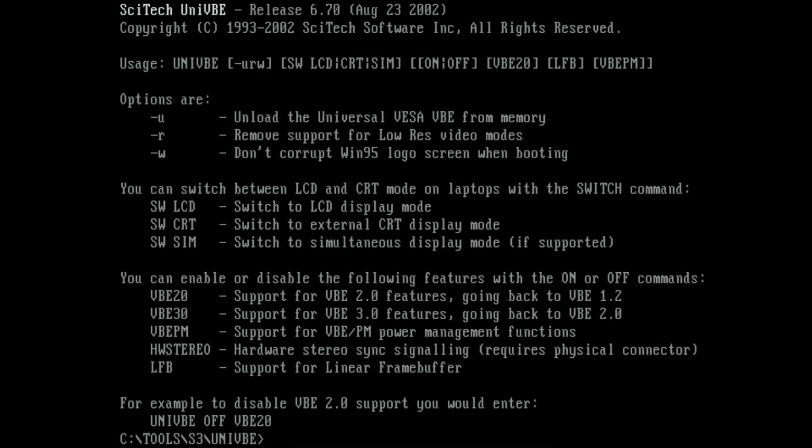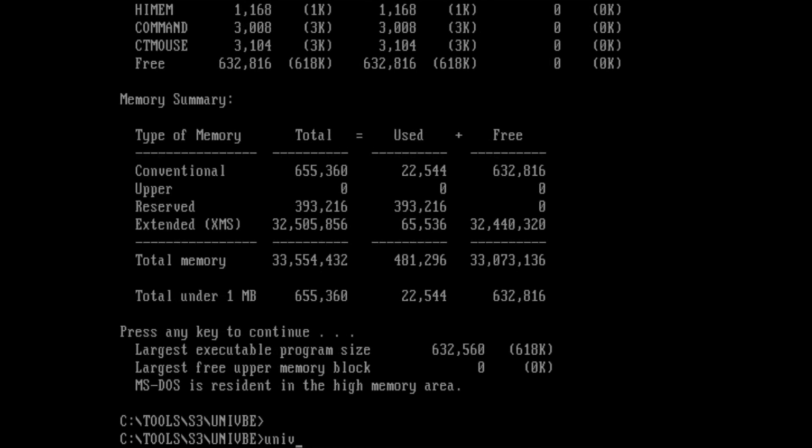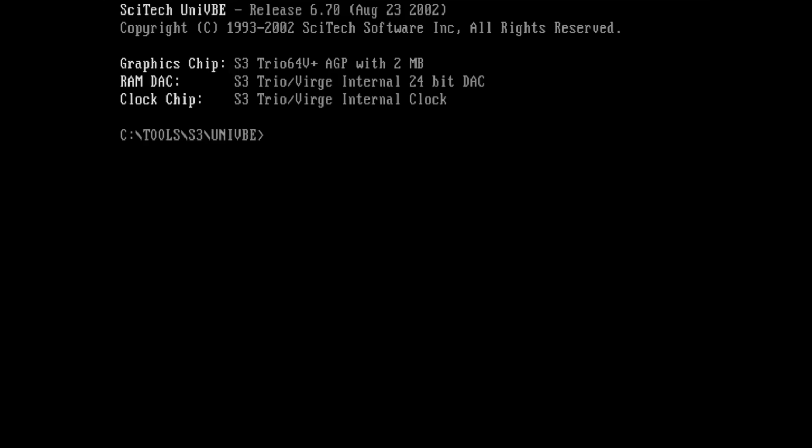I'll show you two commands that I will use. First is to load UniVBE, and the second one is to disable VBE 3.0 because we do not care about this at all. So UniVBE, and this is all you get. It detected my graphics chip with 2 megabytes of memory. It detected a RAM DAC and the clock chip. That's it.